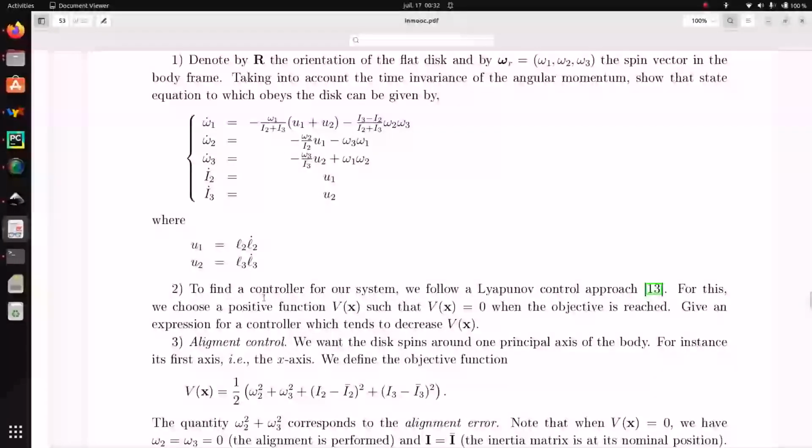Question number 2, we want to find a controller for our flat wheel, and for this we'll follow a Lyapunov control approach I will now explain. So for this we choose an objective function v of x which is positive, and such that v of x is equal to 0 when I am happy, I mean when the objective is reached. So v is a real number. And then this will help me to find an expression for the controller, which will compute u1 and u2.